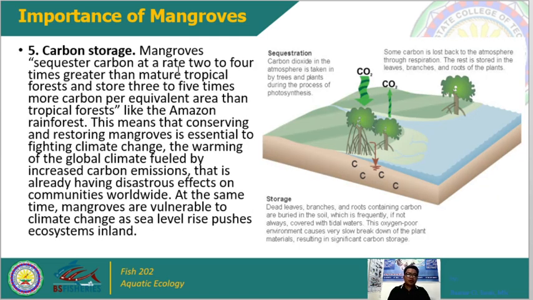Now, the fifth reason is that they are the carbon storage, no? They are very efficient. Ang kasagaran nato ma-appreciate ng mga carbon assimilating organisms are mga terrestrial plants. But in fact, ang kanang kasagaran ng mga carbon nga na-assimilate are naa sa coastal environment.